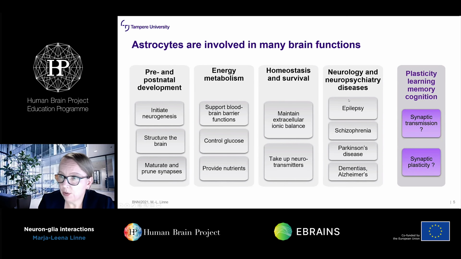But what is less known is how they are involved in basic sensory information processing, plasticity, learning, memory, and cognition. Basically, whether they are involved also in the computations of the brain. This will be the future topic.